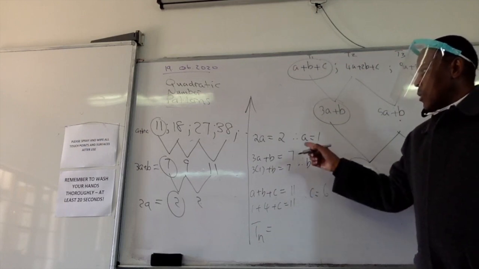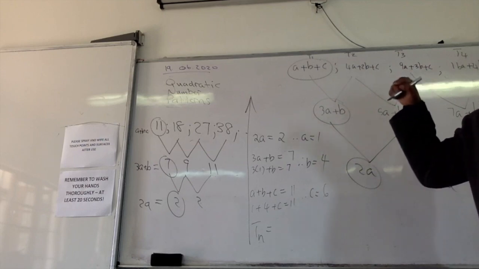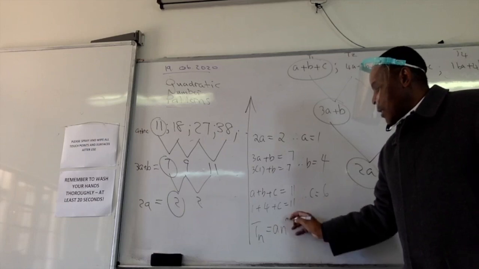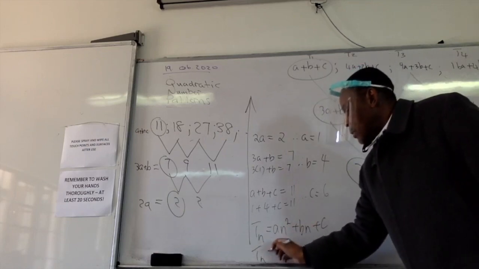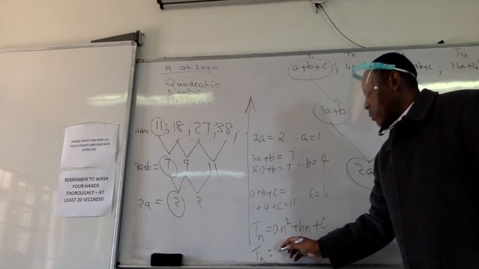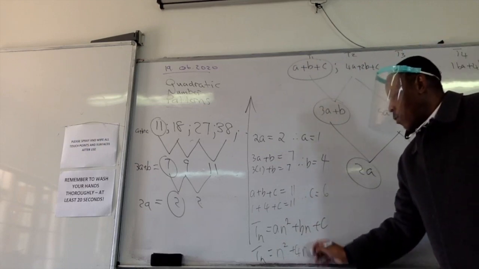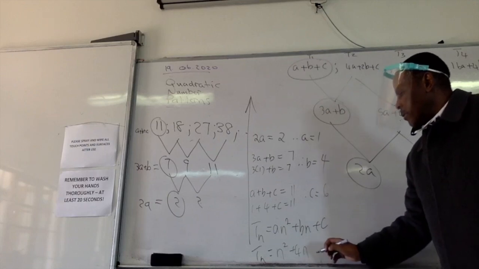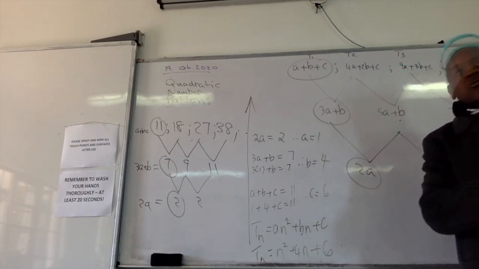We now substitute. Remember the formula is given by an squared plus bn plus c. But now we know what a is, so it's 1. Can I leave it out and just write n squared, plus bn, what is b? 4. So it's 4n. Plus 6. So this is the general term.